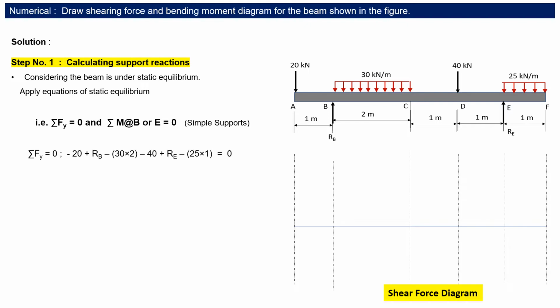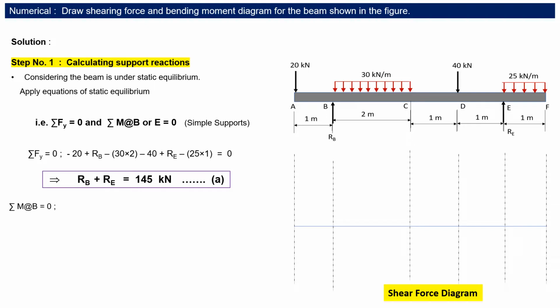Applying summation Fy equal to 0, using the sign convention that vertically upward force is positive and vertically downward force is negative, we add all the forces from A to F. First, at A, the 20 kN load acts downward, so we take minus 20, then RB positive, then the UDL is converted into a total concentrated load acting at the mid of the span where the load is acting. So 30 into 2, acting downwards, is negative, then minus 40 kN, then plus RE since it acts vertically upward, and finally the last load, 25 into 1 meter length, that is 25 into 1, acting downward, so negative. Making all equal to 0 and simplifying, we get equation A: RB plus RE is equal to 145 kN.